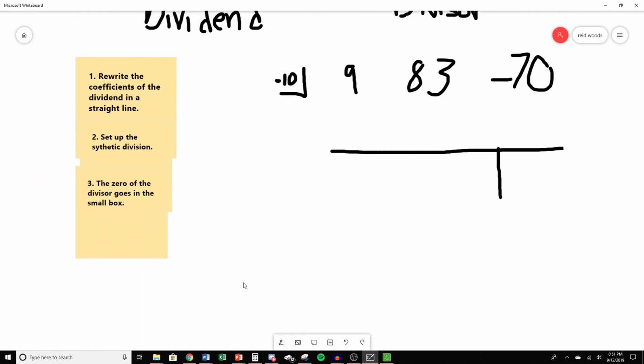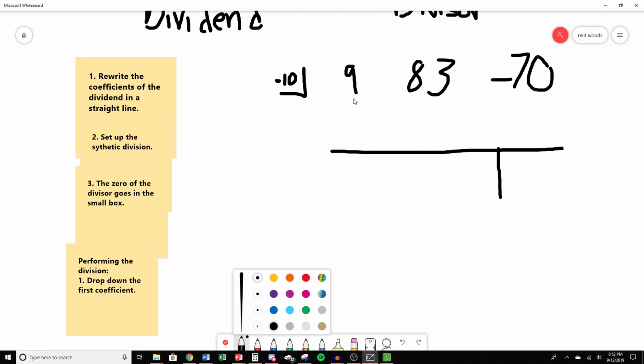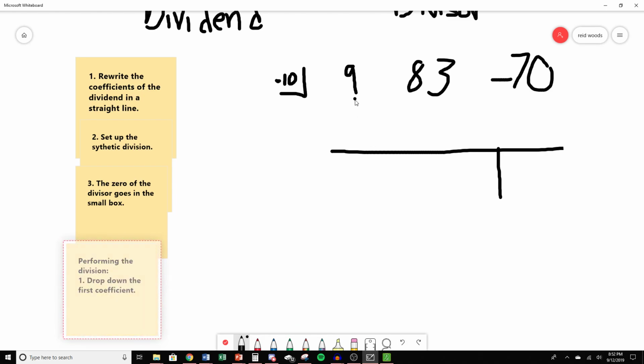That's there. Now we're actually set up properly to actually perform this division. Okay, so now we're going to start it. So we're going to put this performing the division. And we're going to say step 1. Drop down the first coefficient, okay, which is this 9. So it gets dropped down, okay? So the 9 goes here.